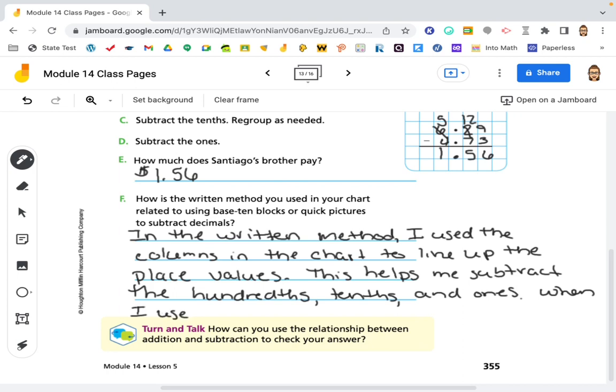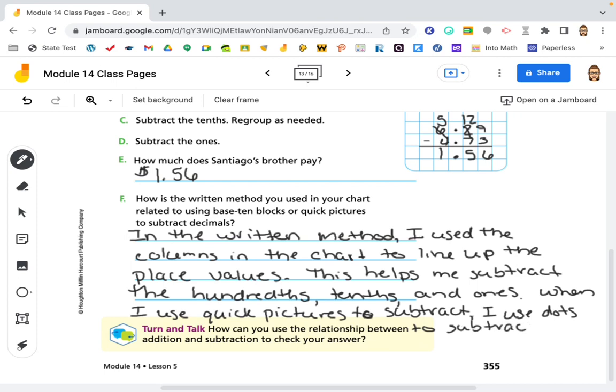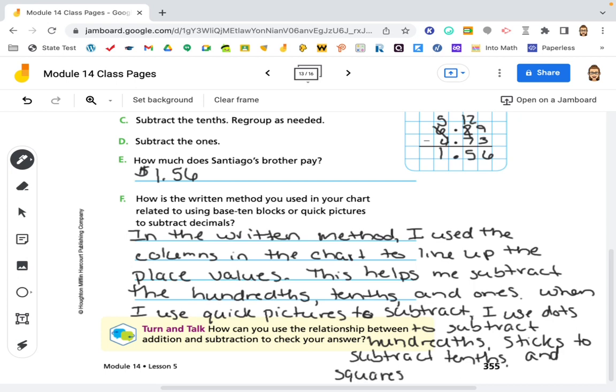When I use quick pictures to subtract, I use dots to subtract hundredths, sticks to subtract tenths, and squares to subtract ones.